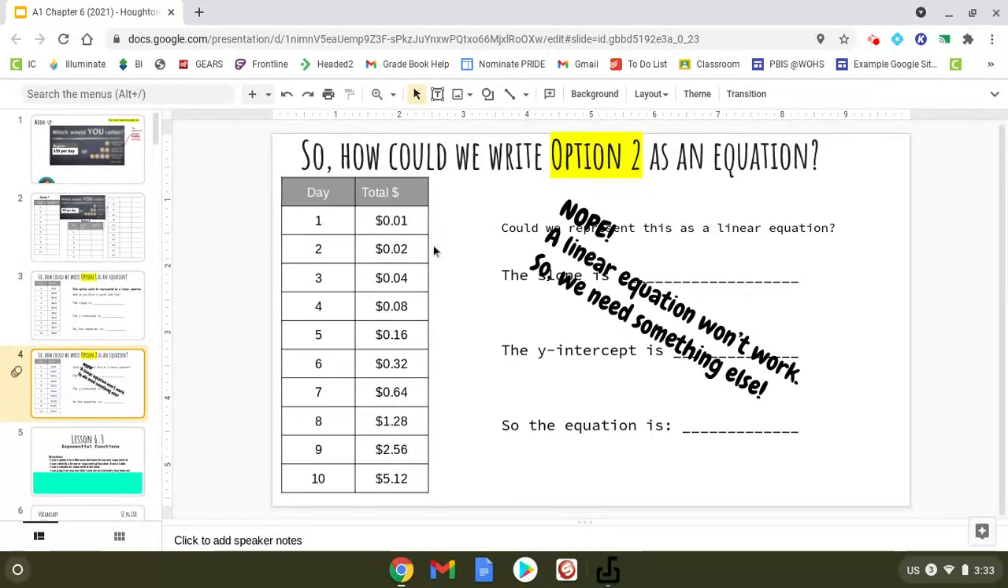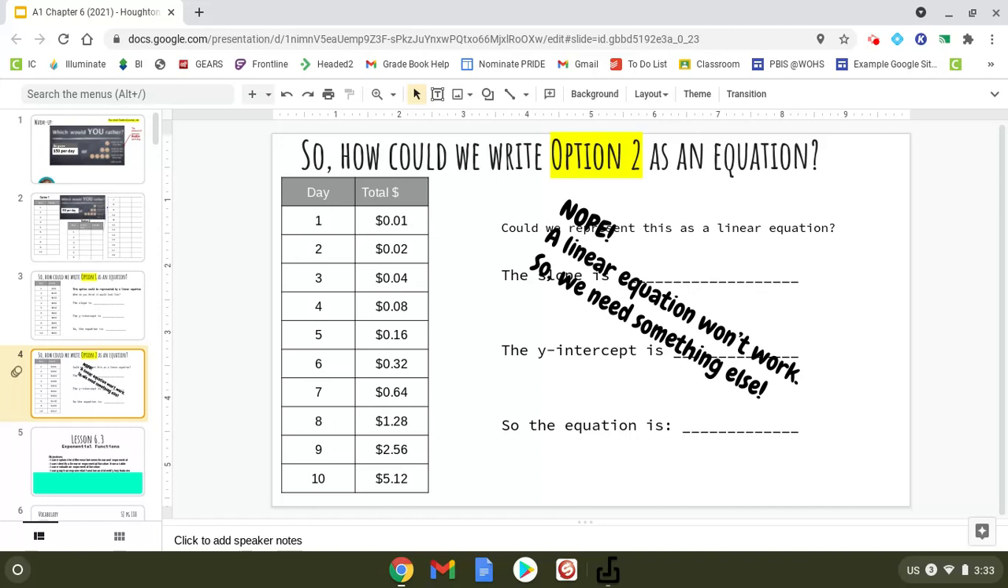And if I try to go through and figure out how these are changing, it's a different number every single time. So I added 1 cent, I added 2 cents, I added 4 cents. There's no slope for this. So I can't really create a linear equation. So I'm going to have to learn about something else in order to represent this situation.